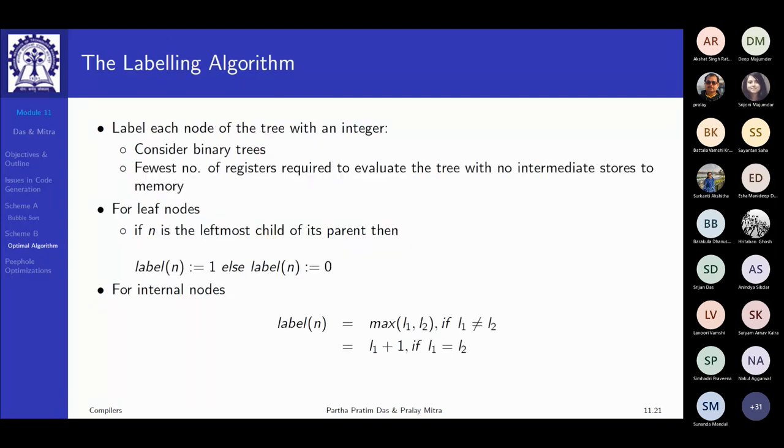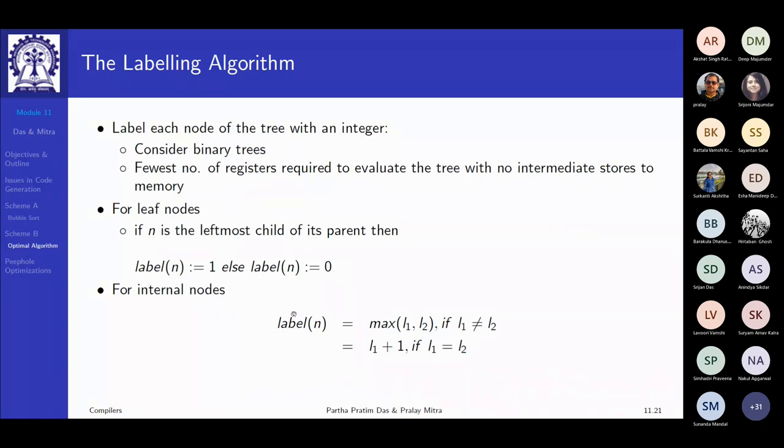So for a leaf node, if n is the leftmost child of its parent, then the label of n must be 1. Because it is the leftmost child, it is a leaf node, so I need one register to represent its value. But if it is not the leftmost child, or the left child, so to say, for binary trees, then the label is 0. Because I'm not going to use a register to store it. I will directly use it in the computation of the parent.